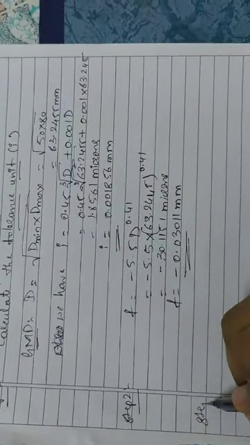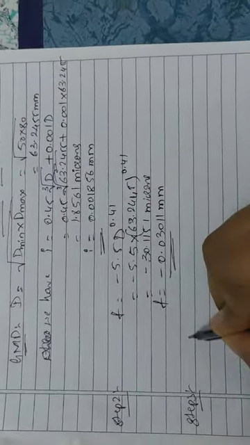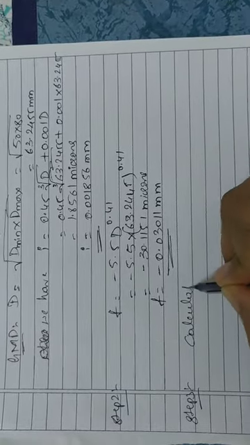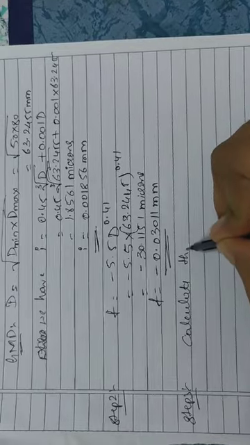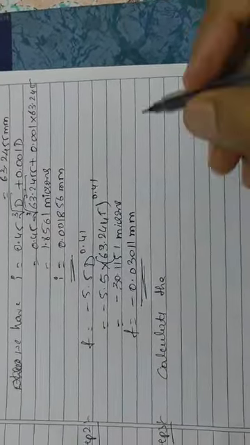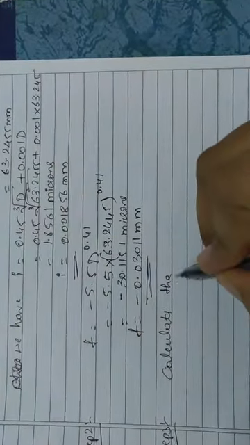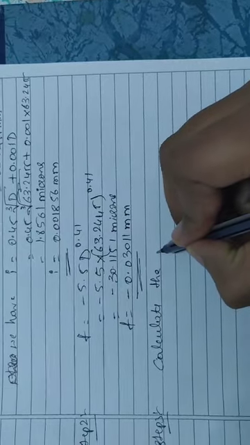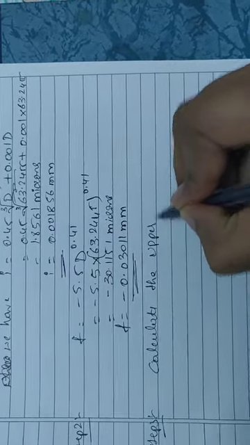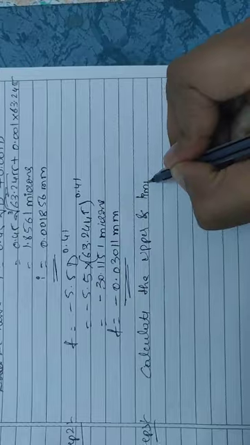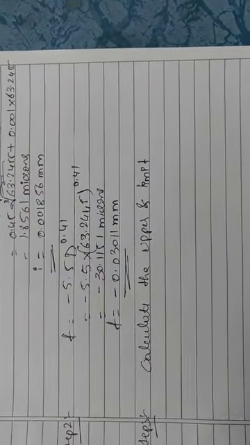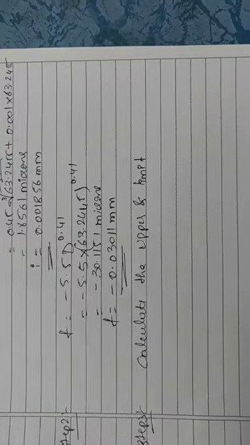In step number 3, we have to calculate the upper limit and the lower limit. For the hole, we initially found the lower limit and then the upper limit. Now to calculate for the shaft, it is vice versa. First we find the upper limit, then the lower limit. Why we calculate like this, we will come to know in the next video while discussing the problem related to the design of gauges.